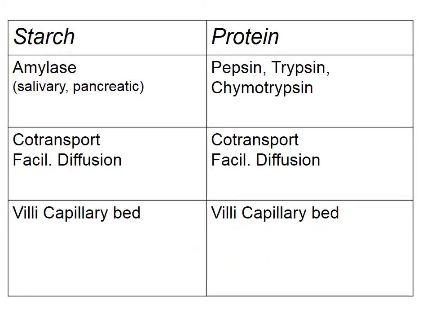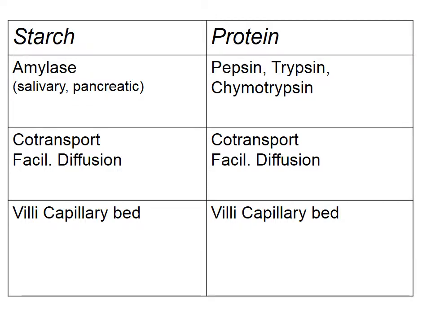The polymer amylose, or starch. It is broken with salivary and pancreatic amylase enzyme into the monomer glucose. That is transported by facilitated diffusion to the capillary bed of the villi, then moved to the blood and transported throughout the body.